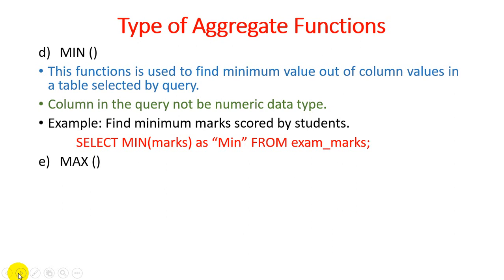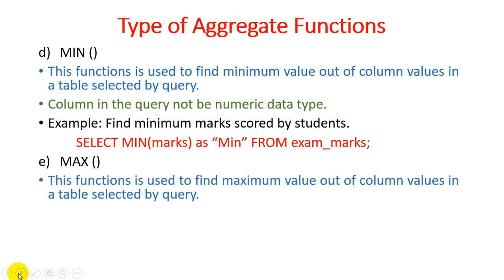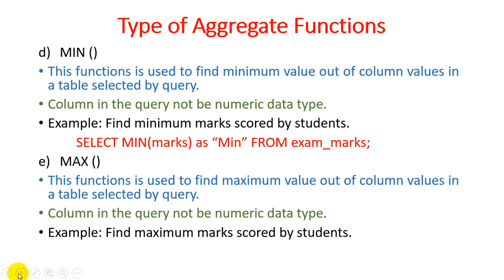Next thing, maximum, it is the vice versa thing. Either you can find a minimum value, or you can find a maximum value as per the selected result. The column in the query need not be a numeric data type. Find the maximum marks scored by the student. You just replace MIN with MAX.